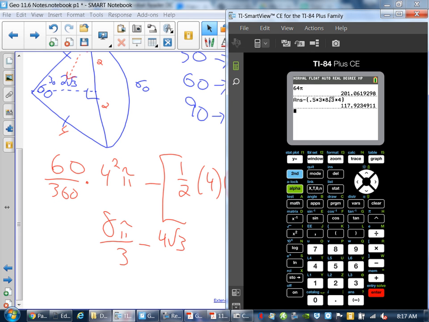Or type it through. Take your fraction bar, 60 over 360 times 4 squared. Oops. There we go. No, it's supposed to be 2. I'll get it eventually.